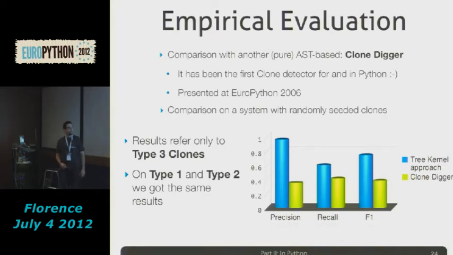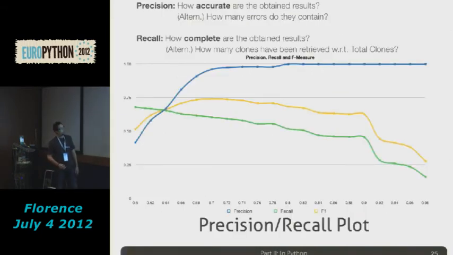But for type 3 clones, we got different results, the blue ones. In particular, to measure the different results, we used the so-called precision-recall plot. Precision and recall are two different measures well known in information retrieval or machine learning. They try to answer two different, quite complementary questions. Precision tries to understand how accurate the obtained results are, or in other words, how many errors our results contain. On the other hand, recall tries to capture the completeness of the results, in the sense of how many clones have been retrieved with respect to the total number of clones.